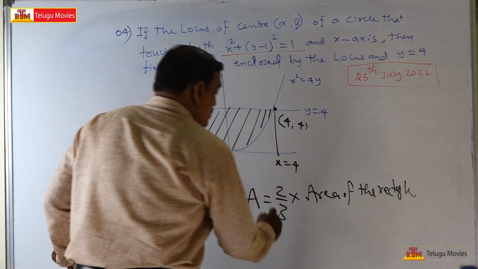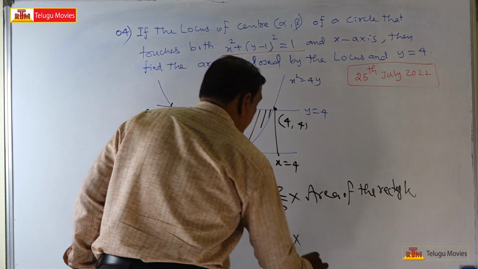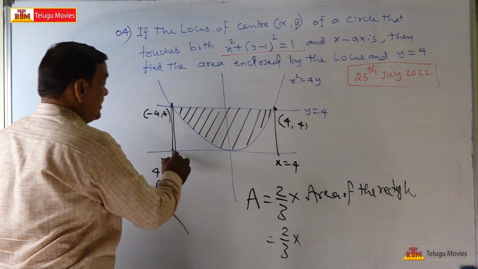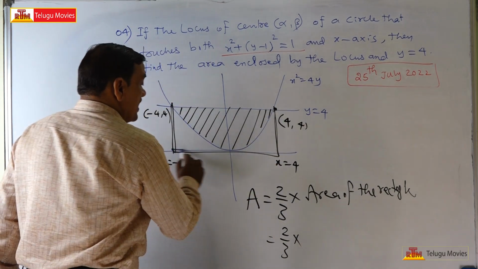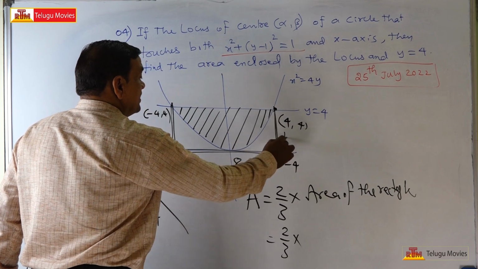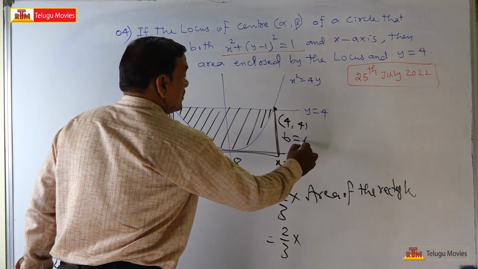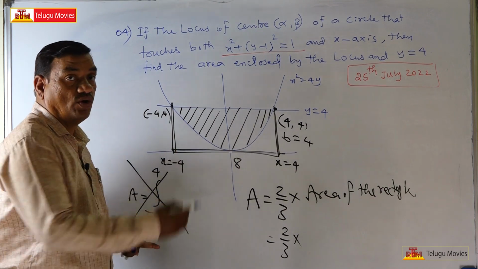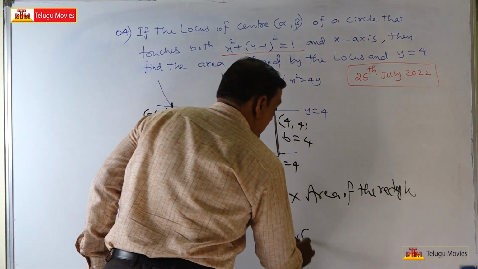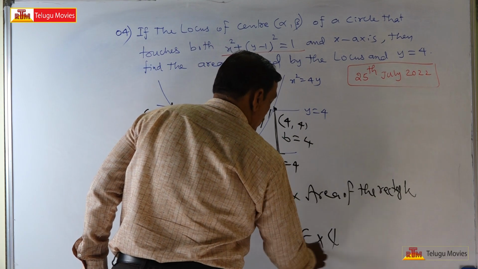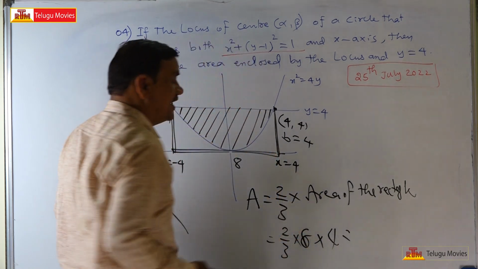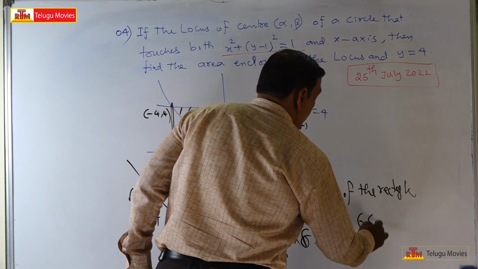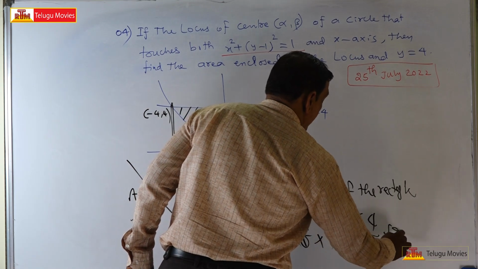So this is equal to 2 by 3 times the area of this rectangle. The length: this length is 4, this length is 4, total length is equal to 8. Breadth is equal to 4. So 2 by 3 times 8 fours are 32, that is 64 by 3 square units is your answer.